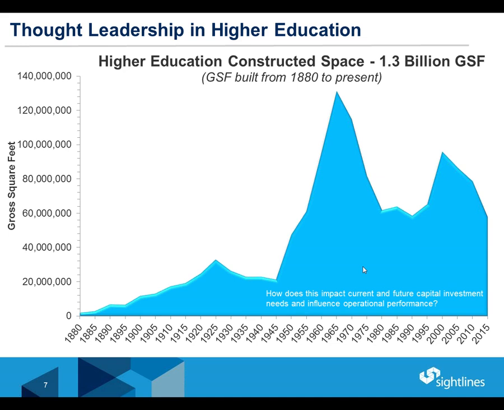In addition, a second spike that was really to address some of the baby boomers' children, the baby boomlet, and a lot of increase in college going rate across the country. We saw again from around 2000, from about 1995 to around 2010, a second spike in space being constructed. That space now is 15 to 20 years old.